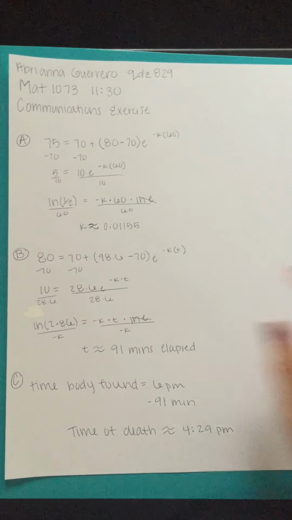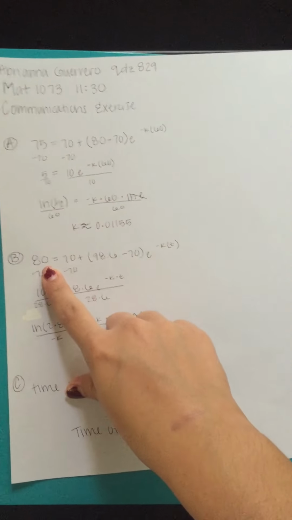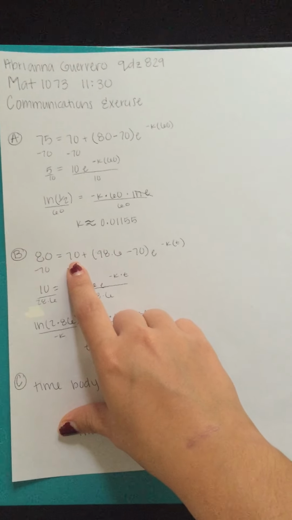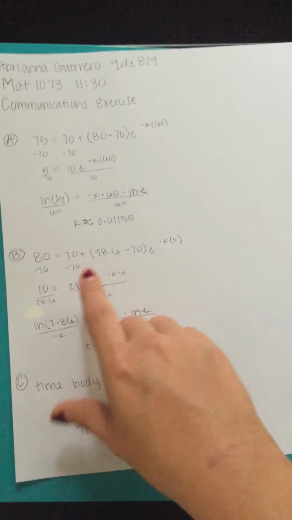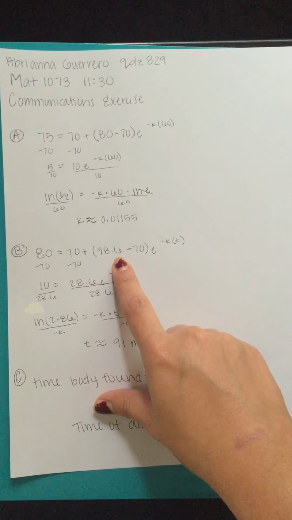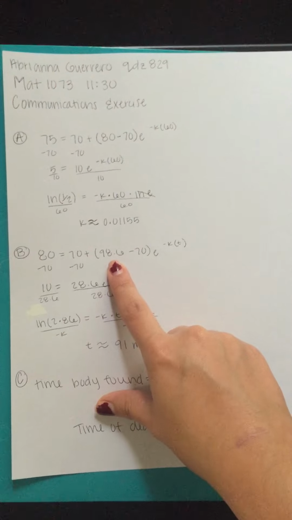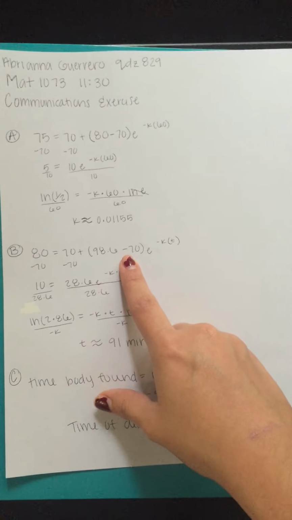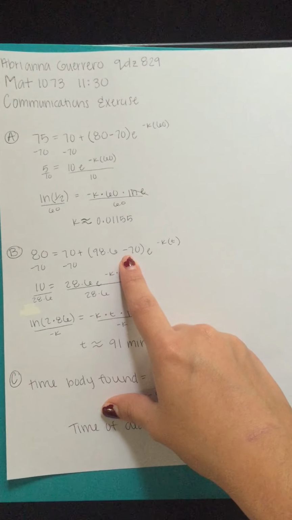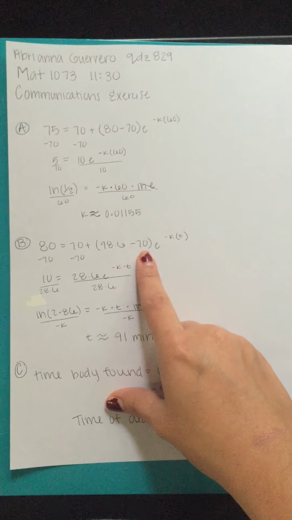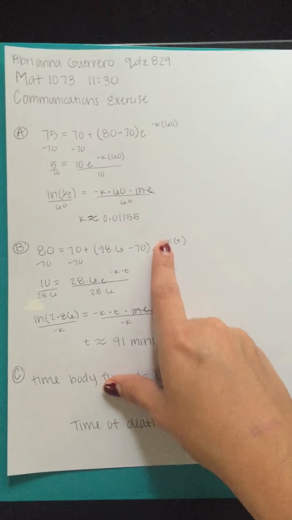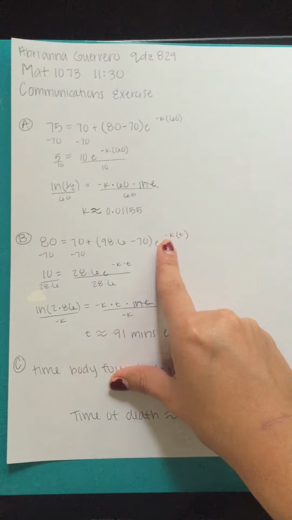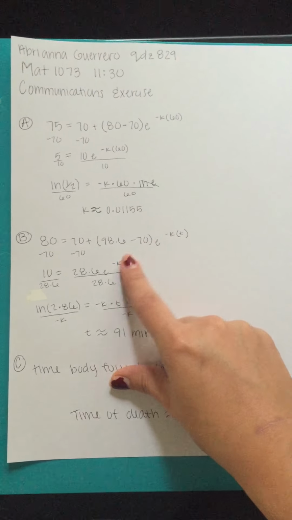Now that we have an approximate value for k, we can input that into Newton's law of cooling to find the time elapsed. So here we're going to get 80 degrees, for that's the temperature of the body when it is found, equals 70 degrees, the constant, plus, here we put 98.6 degrees because that is the initial temperature of the body before Mr. Fees died, minus 70 degrees T ambient, which is the constant temperature of the room, times e to the power of negative k, which is this value here, times t. I stored this k value into my calculator, so I just left it there.